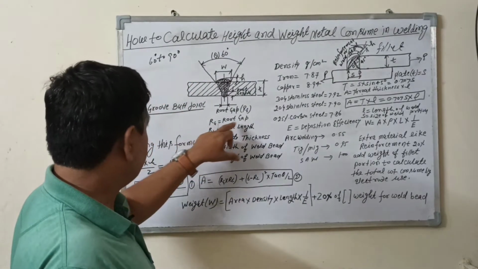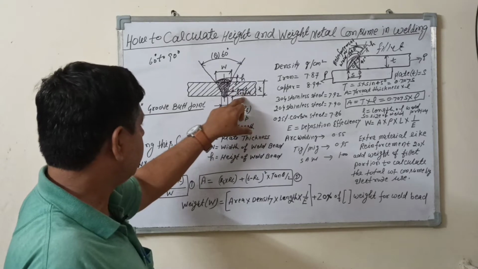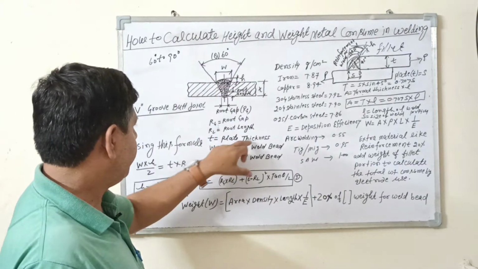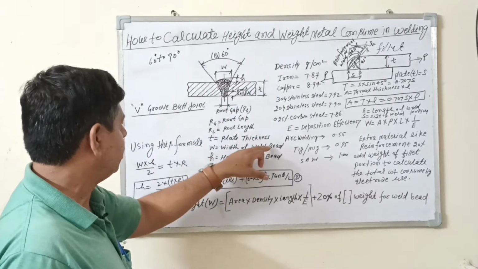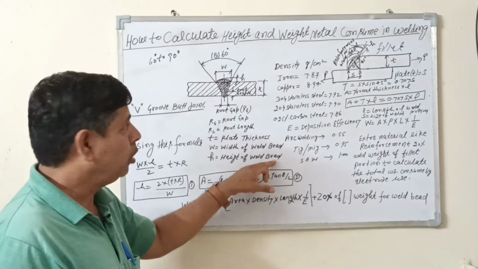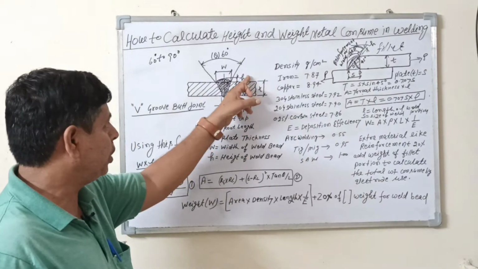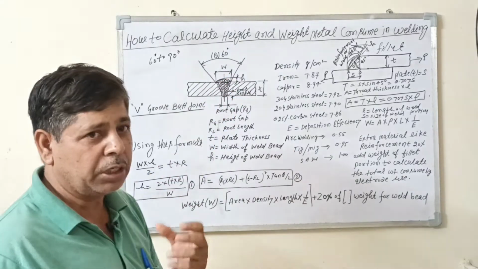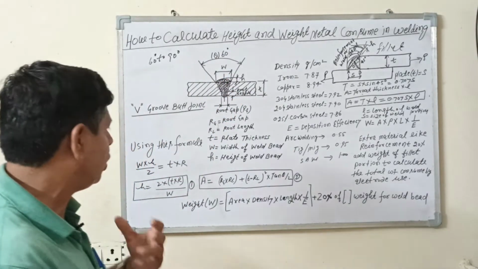This is the RG, root gap, this is the root length and the root face, and this is the plate thickness. W is the width of this weld bead, and H is equal to the height of the weld bead. So how to calculate the height of this bead? The height of this bead is also called the reinforcement of the weld deposit material.